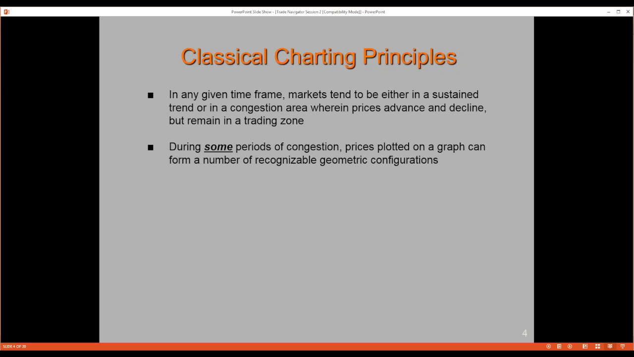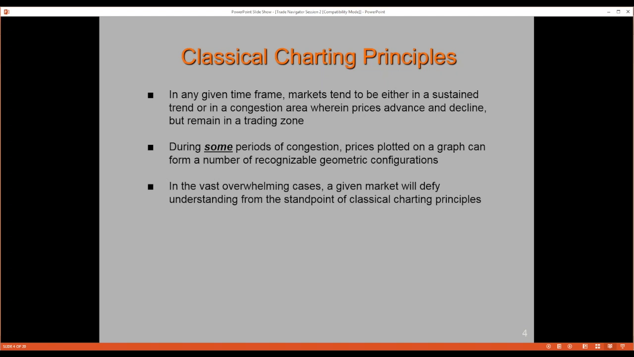During some, and I want to emphasize the word some, periods of congestion, prices plotted on a graph can form a number of recognizable geometric configurations, and I'll touch on the word some later. I'll try to open that up and unpack that a little bit. In the vast, overwhelming majority of cases, a given market will defy understanding from the standpoint of classical charting principles.